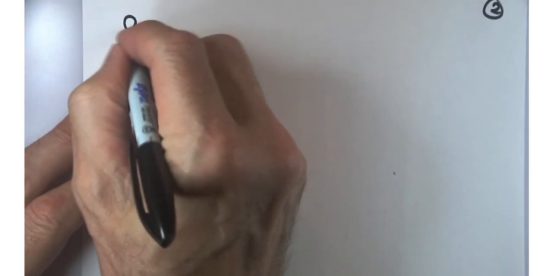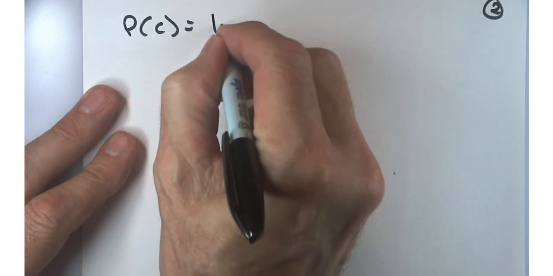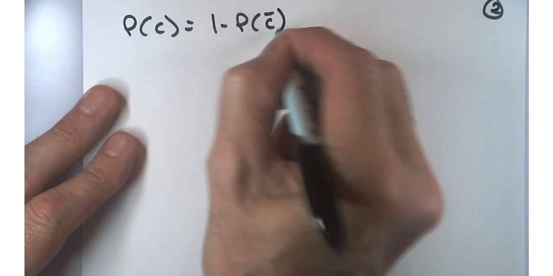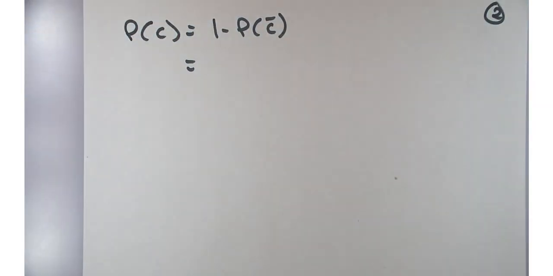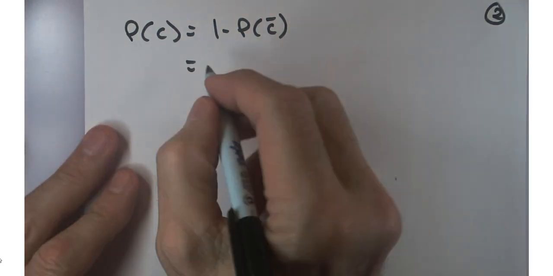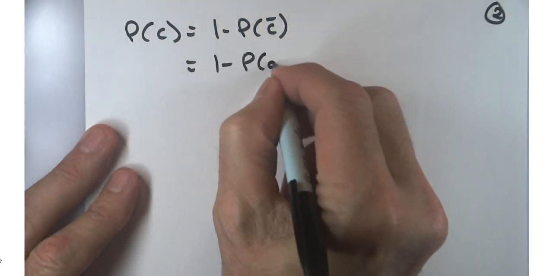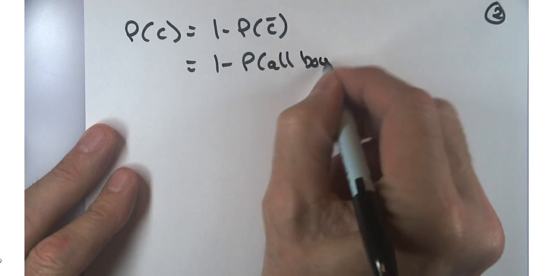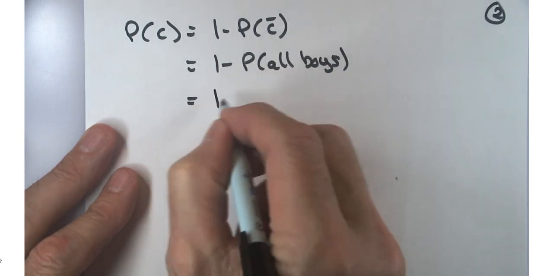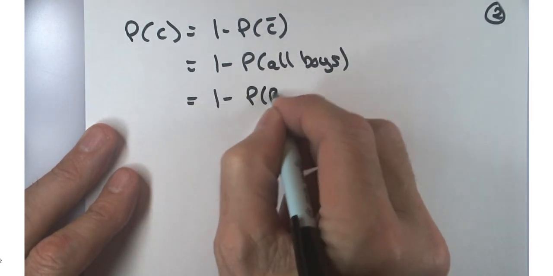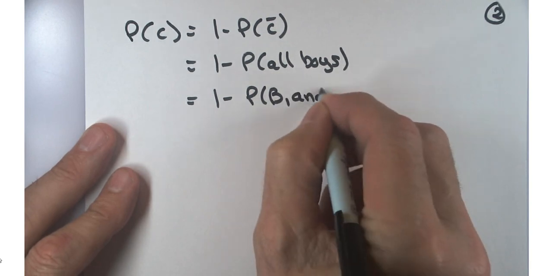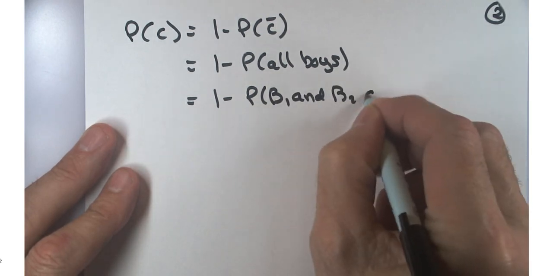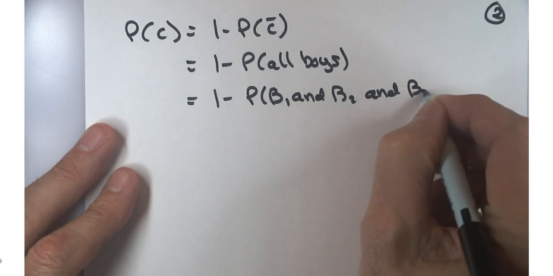So probability of C equals 1 minus the probability of C bar. Now let me write out what C bar is going to mean for us in terms of probabilities. It's going to mean the probability of all boys, which I'll write out like this. Probability of a boy on the first one, and a boy on the second one, and a boy on the third one.